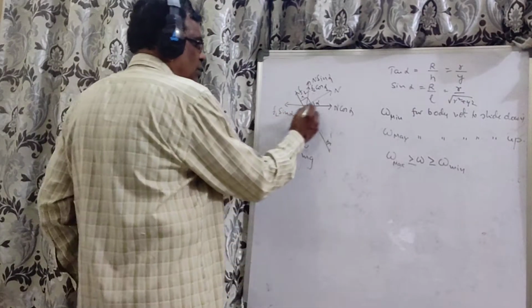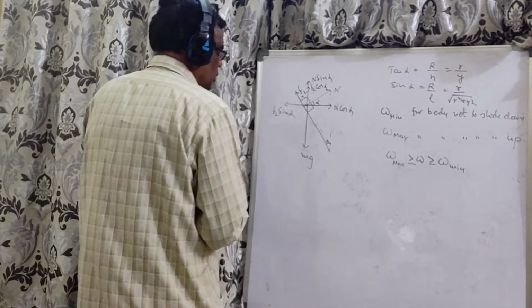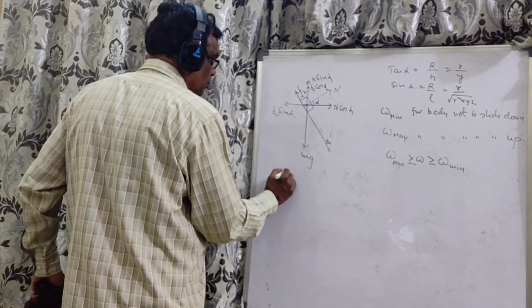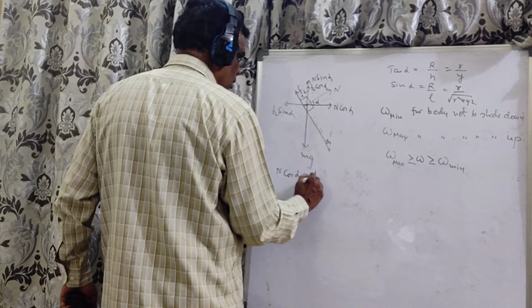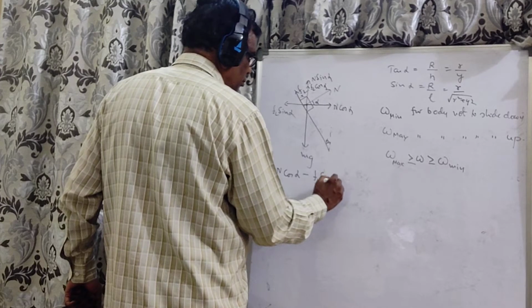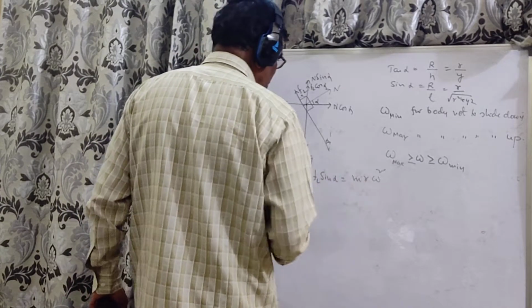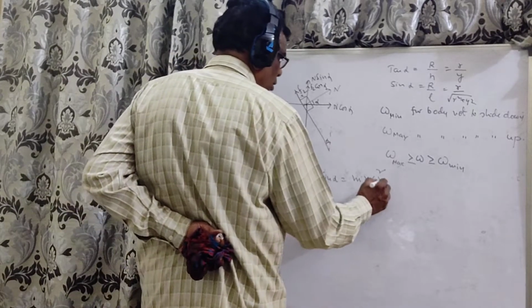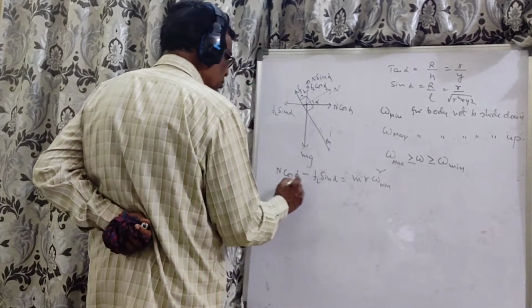Okay? Now what is the centripetal force here? What is the centripetal force? N cos alpha minus FL sin alpha is equal to m r omega square. Okay? We will call it omega minimum.